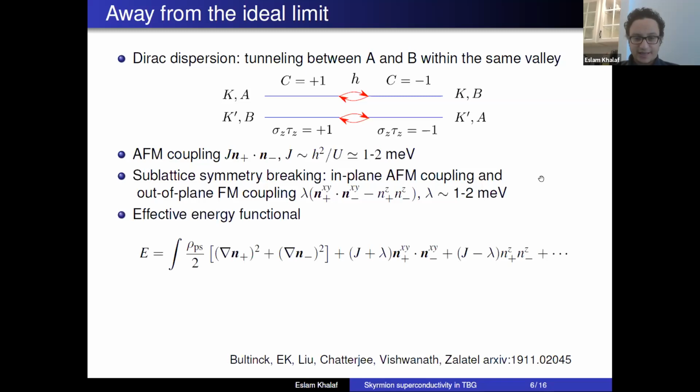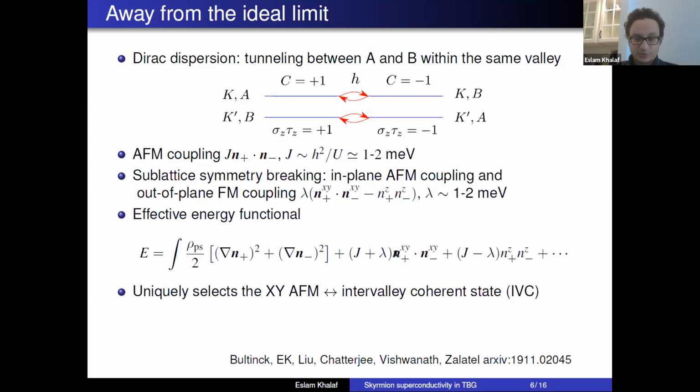So this yields a phenomenological energy functional that captures the energetics here, which is just, there's a first term that's related to some pseudospin stiffness that wants the spin in each sector to be ferromagnetically ordered. And then there's these 2 terms that would actually want the spins to be antiferromagnetically ordered and in the plane. So the unique ground state one obtains from this is the XY antiferromagnet, which in the original basis is a so-called intervalley coherent state, a state that spontaneously breaks the valley symmetry.